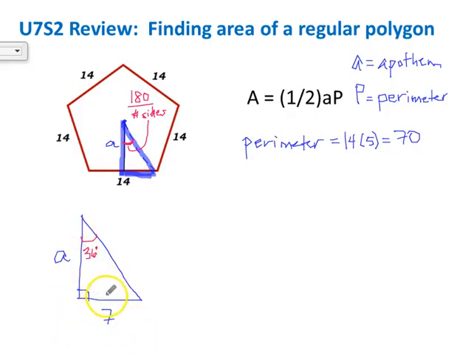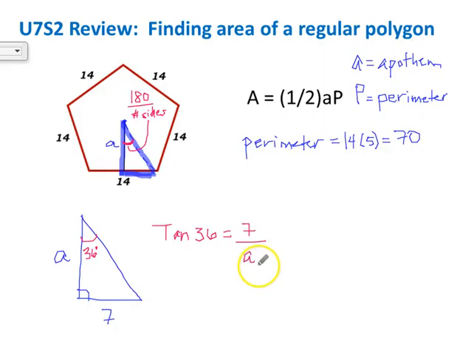So now we can set up a trig ratio. What do we have in reference? Remember, we use the labeled angle as our reference point. We've got the opposite side and the adjacent side, so that means we're going to use the tangent. So I'm going to have tangent 36 equals the opposite side, which is 7, divided by the adjacent side, which is A. So A is in our denominator.